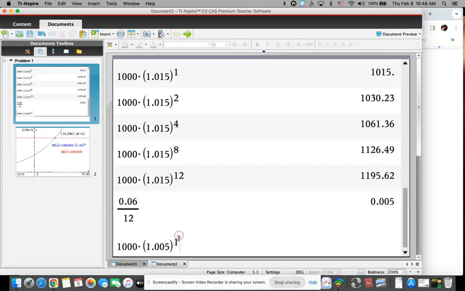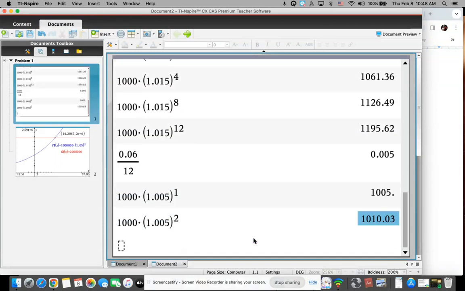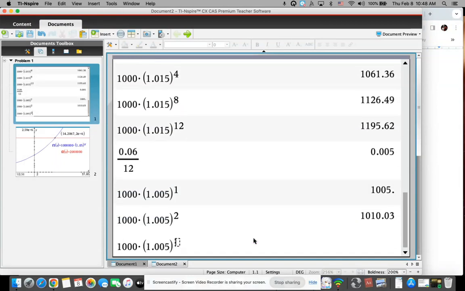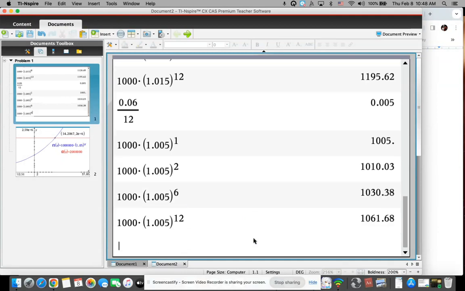And then the power has to be in terms of months now. How many months? So if I put a 1 in there, that's supposed to just represent 1 month. If I put a 2 in there, that's 2 months. So if I put in 6, well, isn't that half a year? And if I put in 12, isn't that 1 full year? 12 months is a year.